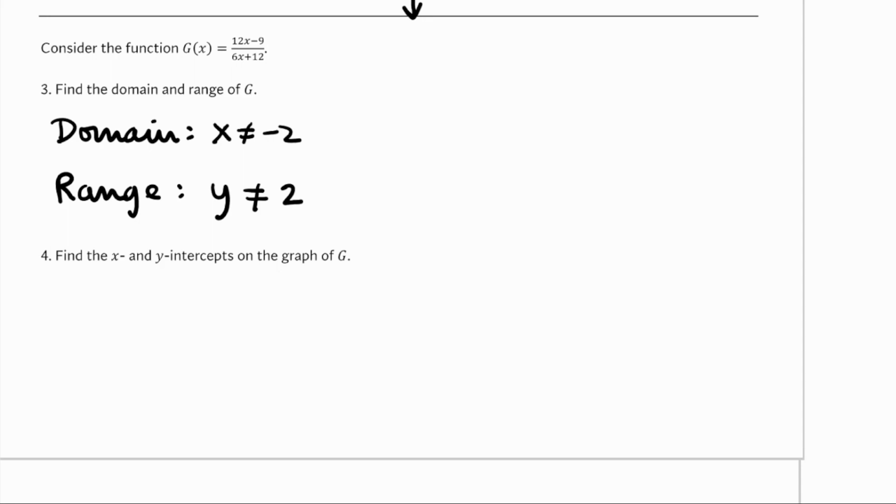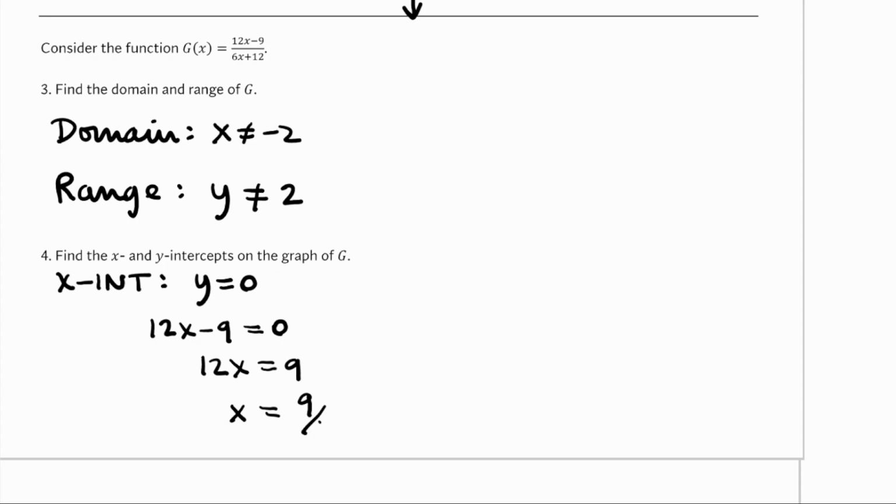So, x and y intercepts on the graph of g. For an x-intercept, we're going to set y equal to 0. And y, in this case, is (12x minus 9) over (6x plus 12). But if we've got a fraction equal to 0, the only way that can happen is if the numerator is 0. So I'm going to say 12x minus 9 is equal to 0. Add 9 to both sides: 12x equals 9. X equals 9 divided by 12.